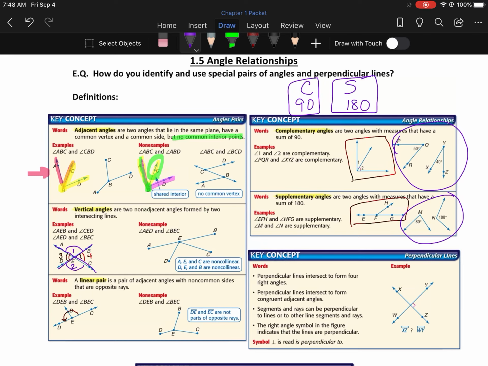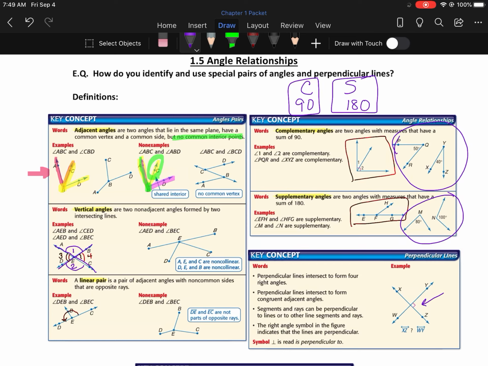And last but not least, we're just going to remember some facts about perpendicular lines that I'm sure you learned about in Algebra 1. The first one says perpendicular lines intersect to form 4 right angles. Now they don't have to show that they're all right angles, as you can tell in this image. They only showed that one was right. But we know that they're all right angles.